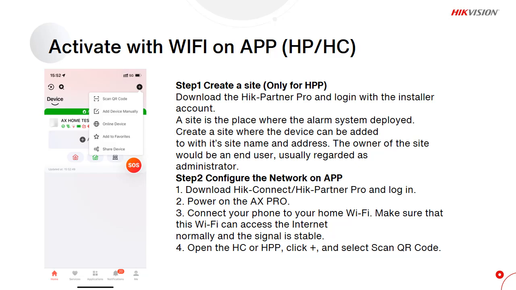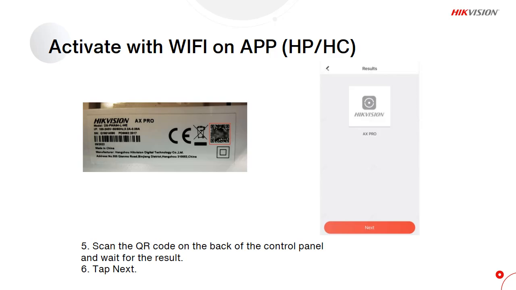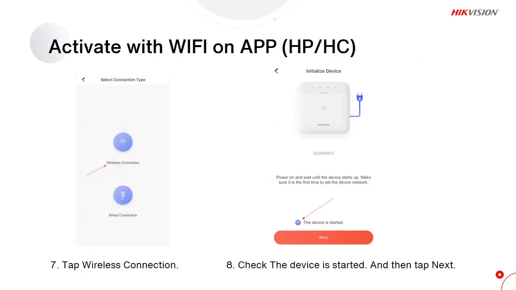Step 2. Configure the network on the app. Download HEEC Connect or HEEC Partner Pro and log in. Power on the Ax Pro. Connect your phone to your home Wi-Fi. Make sure that this Wi-Fi can access the internet normally and the signal is stable. Open the HC or HPP, click plus, and select Scan QR code. Next, scan the QR code on the back of the control panel and wait for the result. Once the device is recognized, tap Next. Then we can choose wireless connection and check.